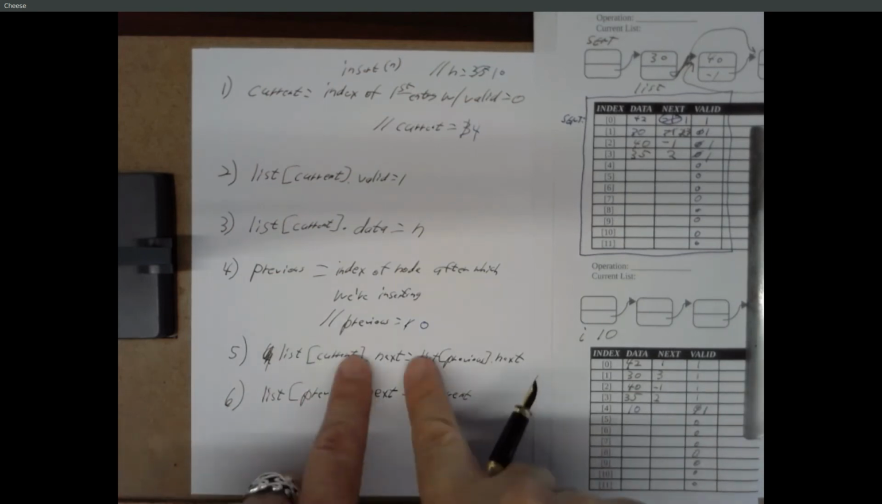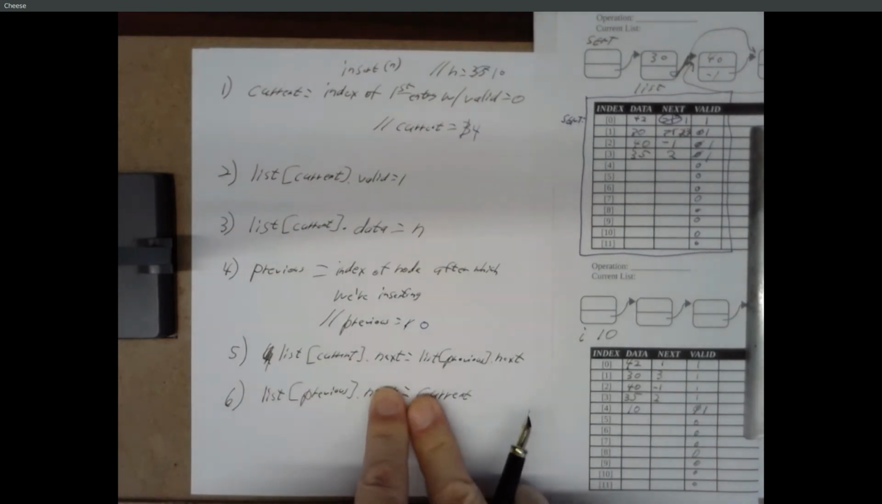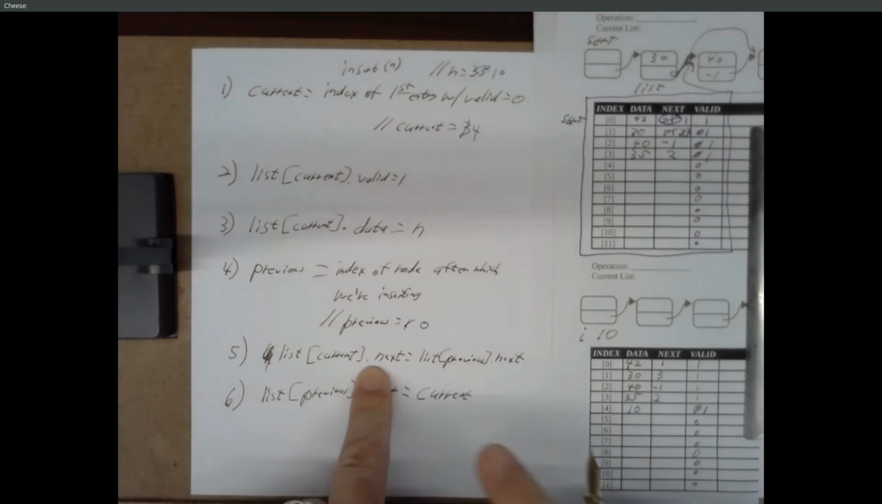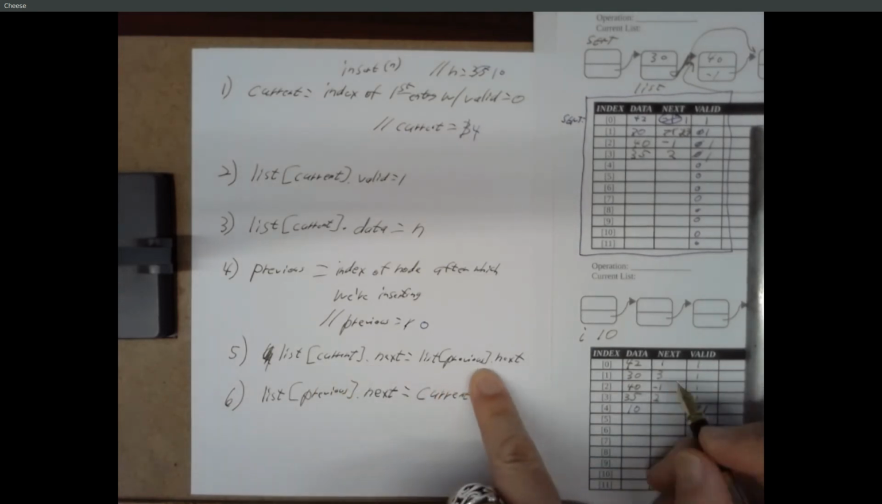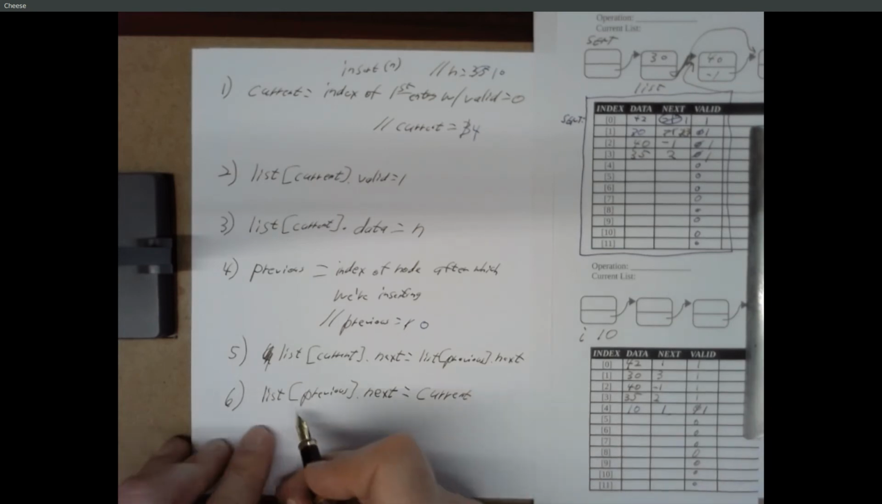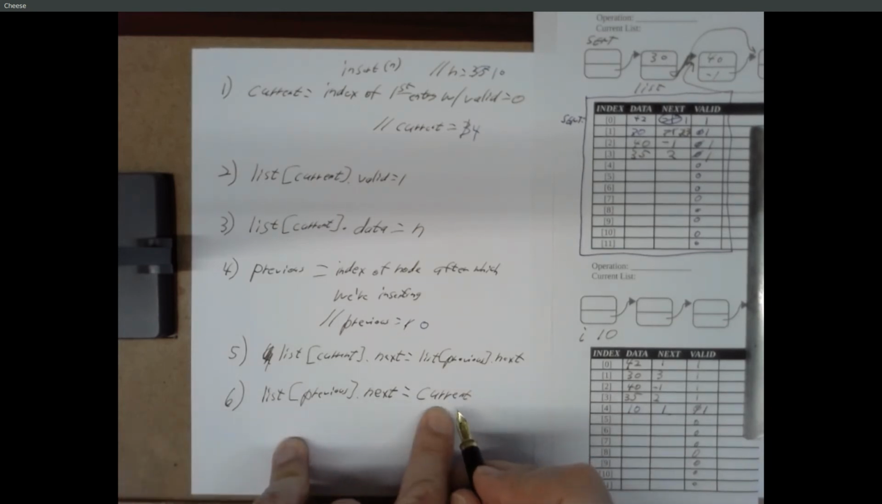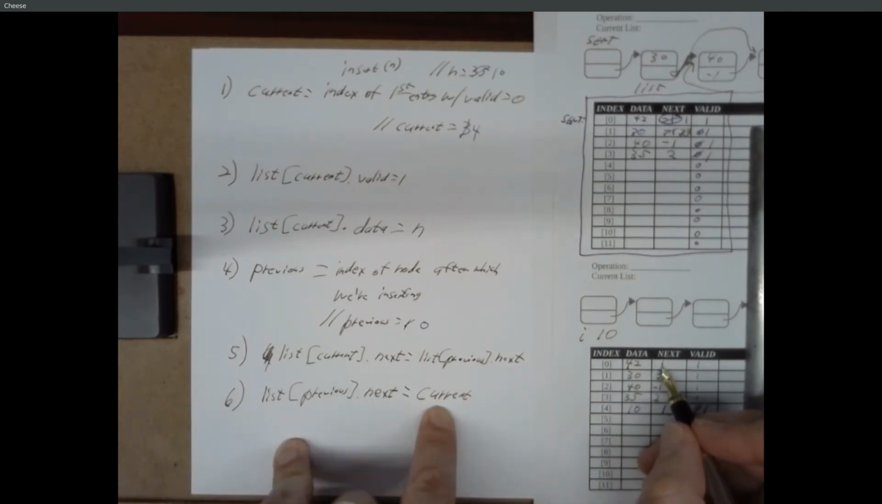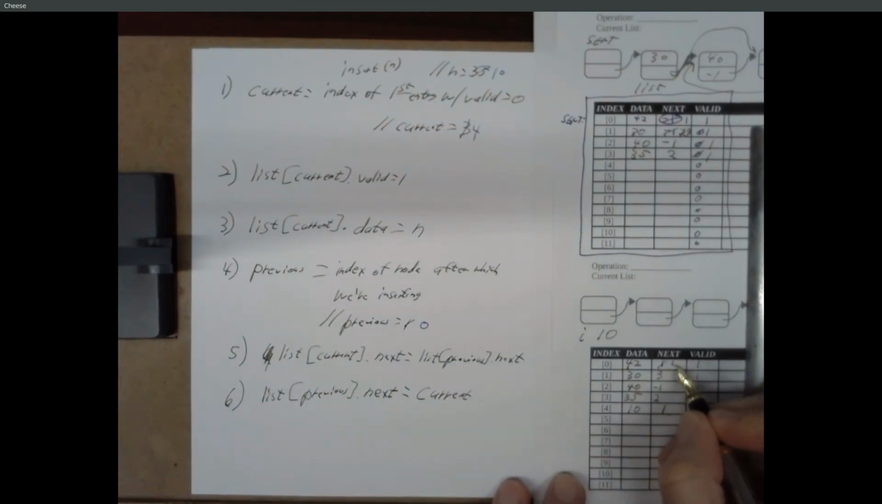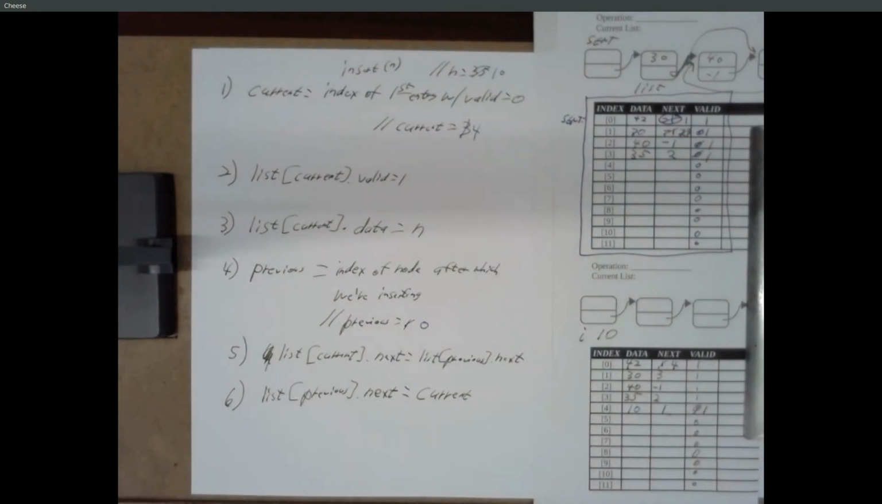And now if we do these 2 steps, they're just automatically going to work. Take list current dot next, that's this field right here, set it equal to list previous dot next. Previous is a 0, previous dot next is a 1. This becomes a 1. And then list previous dot next equals current. Well, list 0 dot next should be set equal to current, which is a 4. This becomes a 4. And that will be your new linked list.